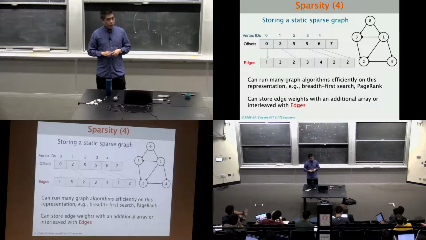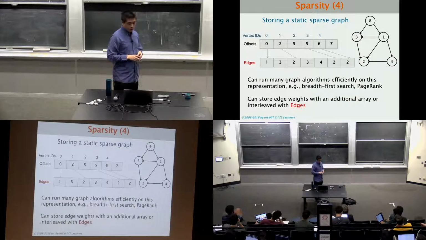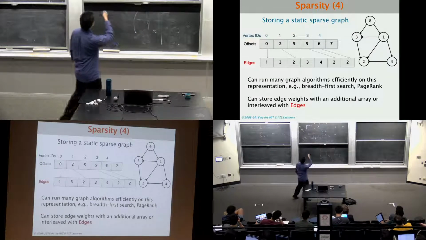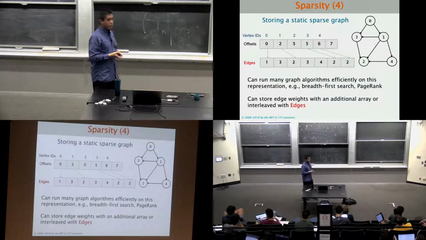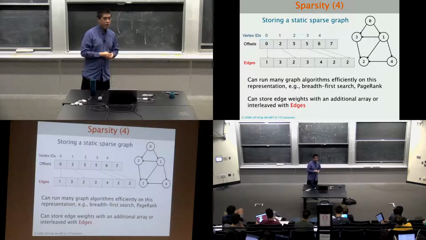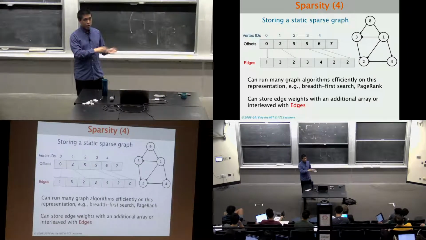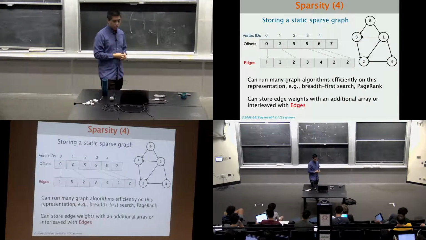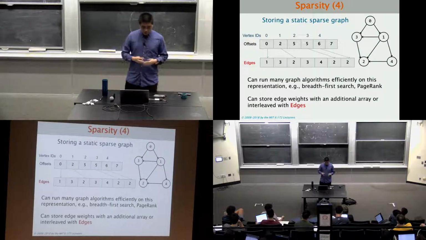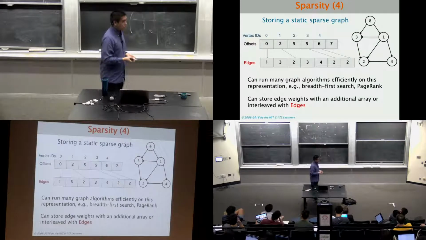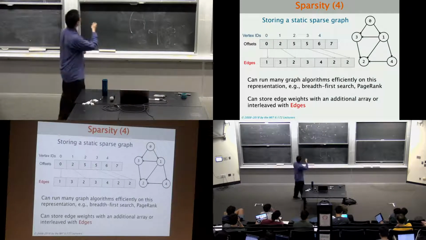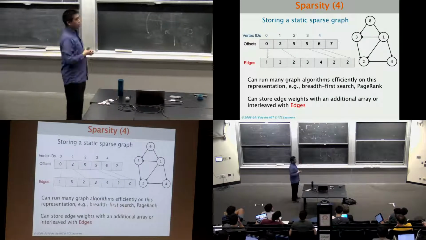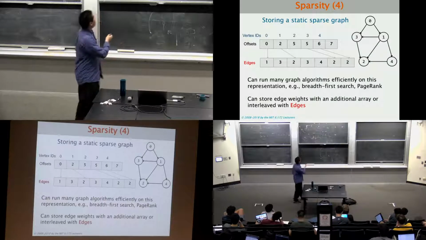You can also store weights on the edges. One way to do that is to create an additional array called weights, whose length is equal to the number of edges in the graph, and then you just store the weights in that array. This is analogous to the values array in the CSR representation. But there's actually a more efficient way to store this if you always need to access the weight whenever you access an edge. The way to do this is to interleave the weights with the edges.